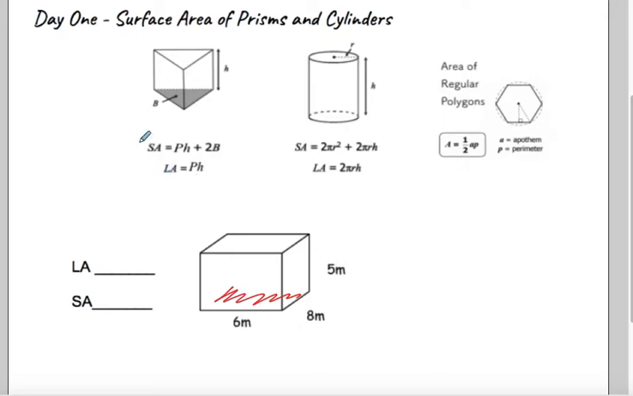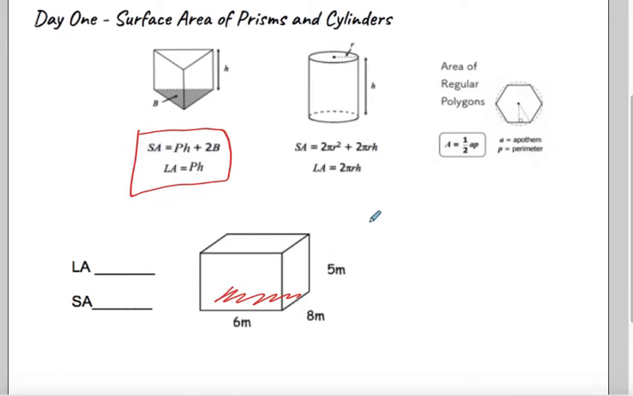This is the formula for the prisms. Even though the image that you see here is a triangular prism, all prisms use this formula. The formula for surface area is P, the perimeter of the base, times the height of the prism, plus 2 times the area of the bases. The lateral area formula is the perimeter of the base times the height of the prism.